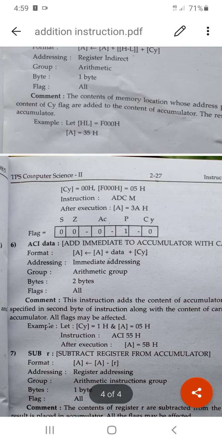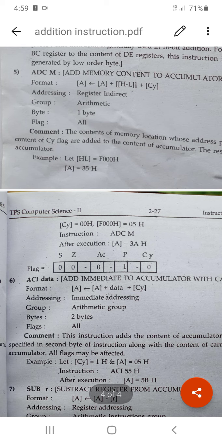So that's all for the addition types of instructions. Tomorrow we will see the subtraction instructions.